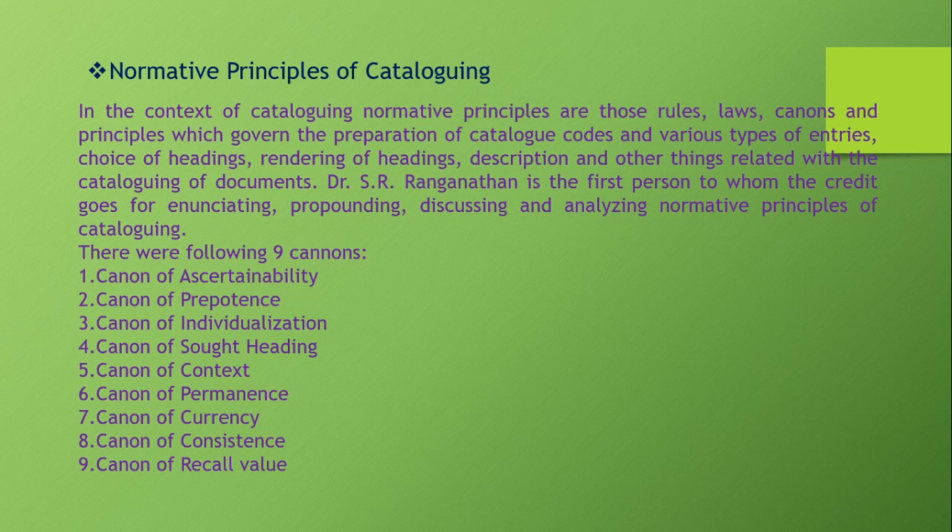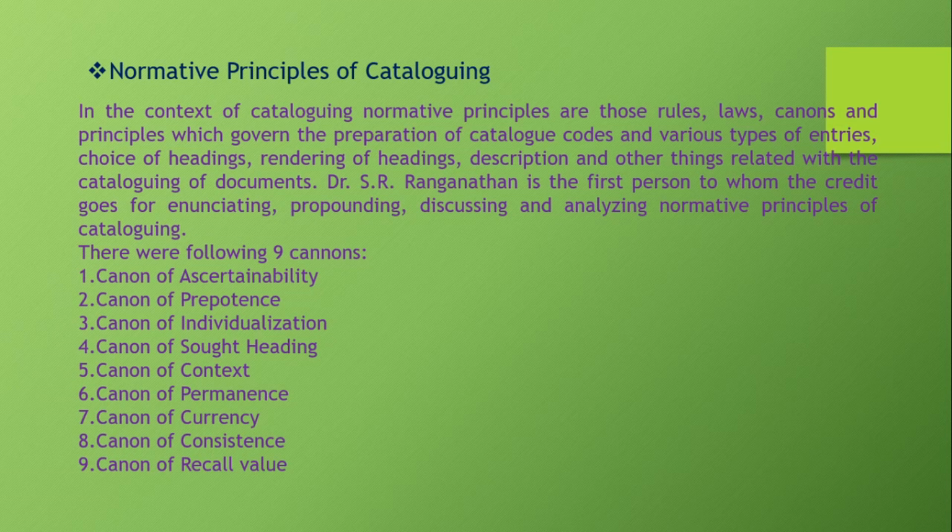Normative Principles of Cataloguing. In the context of cataloging, normative principles are those rules, laws, canons, and principles which govern the preparation of catalog codes and various types of entries, choice of headings, rendering of headings, description, and other things related with the cataloging of documents.